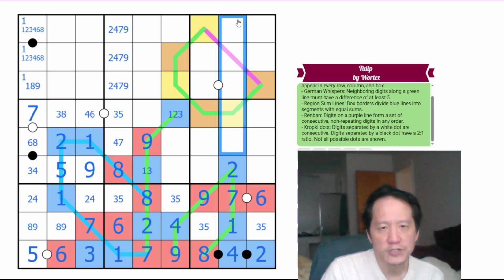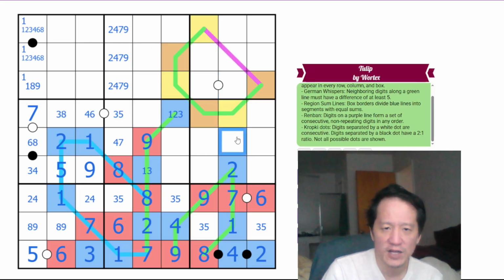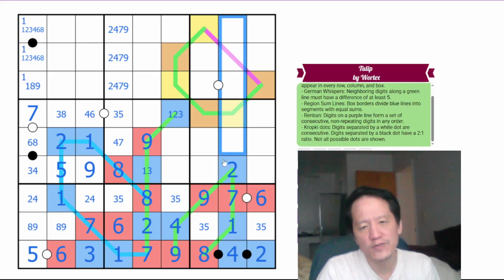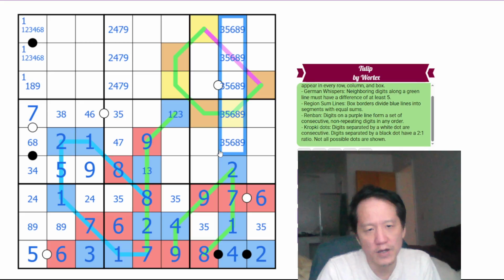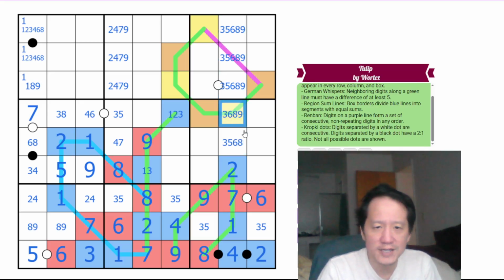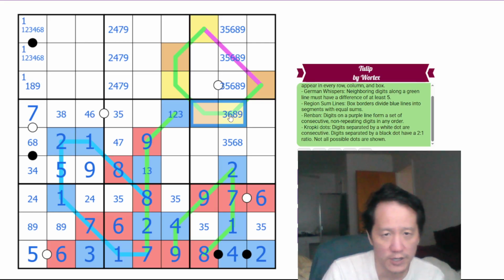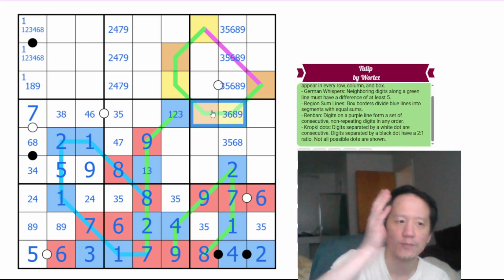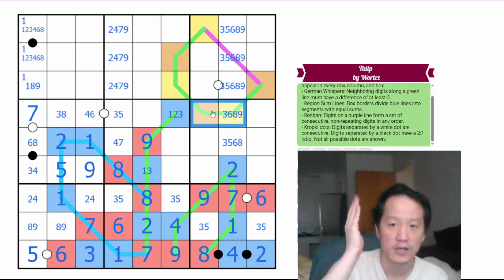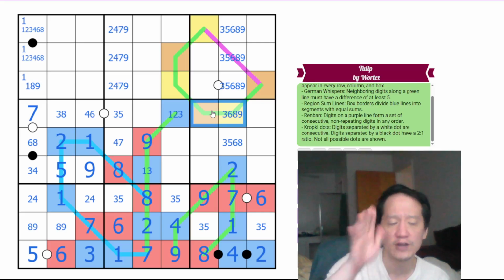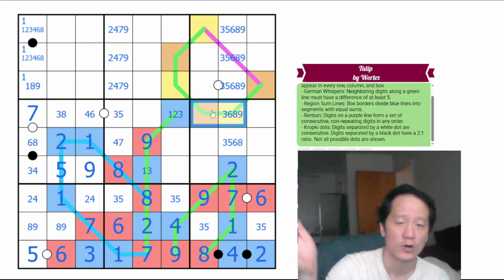What are the remaining digits in column 5? Or not 5, column 8. Actually, we should look at column 5 eventually. Let's look at column 8 first, though. These have to be 3, 5, 6, 8, or 9. This can't be 9. This cannot be 5 because it's on a German whisper line, and 5 can never be on a German whisper line. Because if you take 5, you subtract 5 or more from it, you get 0 or less, which is not a normal Sudoku digit. If you take 5 and you add 5 or more to it, you get 10 or more, which is not a digit.